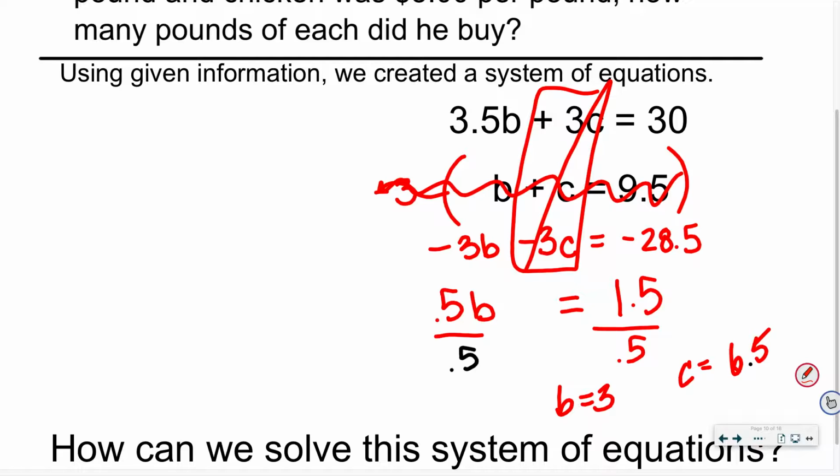How do we know that? Even with, I mean, yes, you are substituting, but what information do you know in the beginning? That there were 9.5 pounds total. So 6.5.